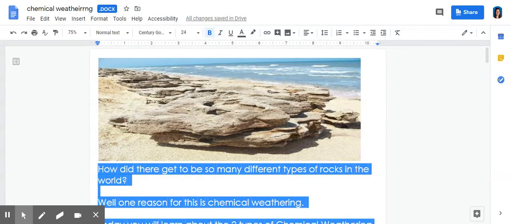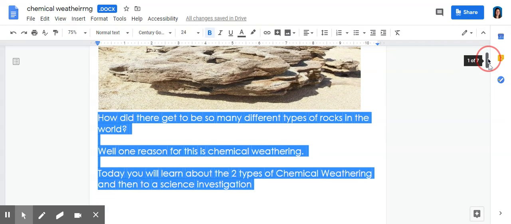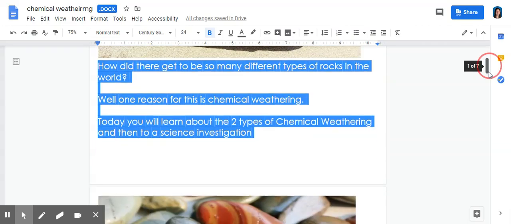How did there get to be so many different types of rocks in the world? Well, one reason is chemical weathering. Today, you will learn about the two types of chemical weathering and then do a science investigation.